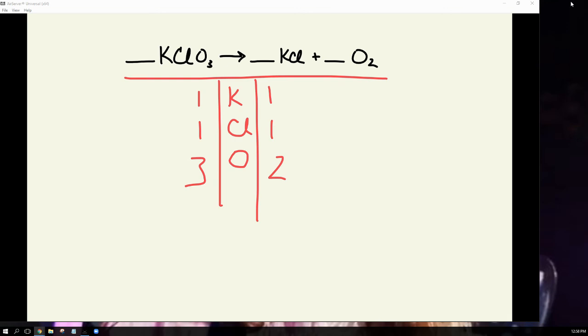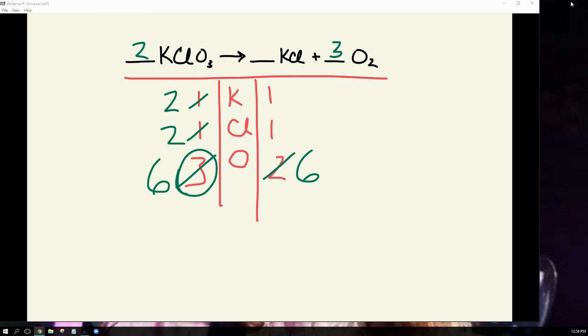So I'm going to just put a 3 here, which will obviously make this 6. And then because I changed that to 6, I want this to be 6. I want this to be 6. So what times 3 gives me 6? 2. So notice how I'm kind of switching. I'm kind of cross-multiplying. So that gives me 6. But that 2 also changes my potassiums, my Ks to 2, and my Cls to 2.